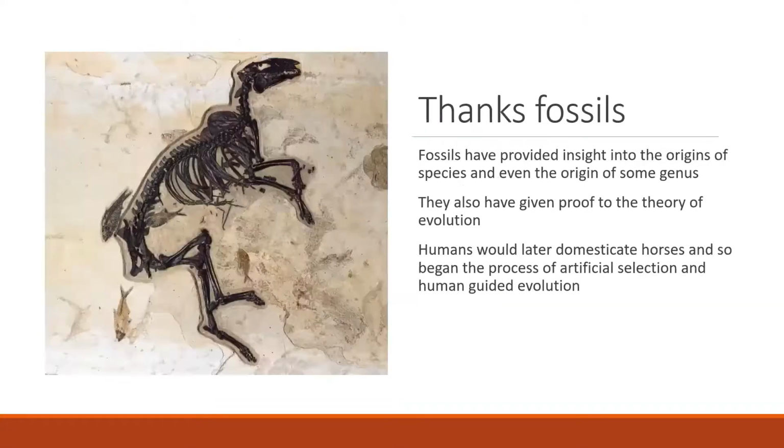Then we spent a little bit of time saying fossils are really great. They've allowed us to understand the evolution of horses and also explore evolution in general. Humans would later domesticate horses, and of course that would lead to artificial selection, or human-guided evolution. But that's a later thing that happened.